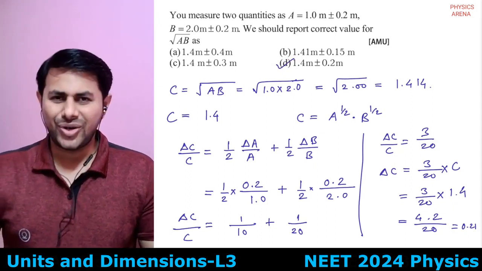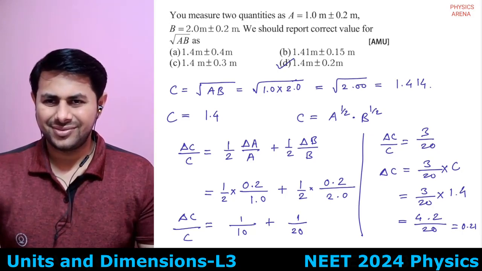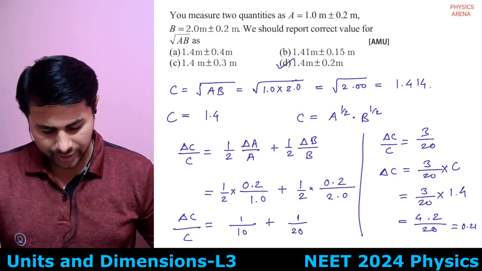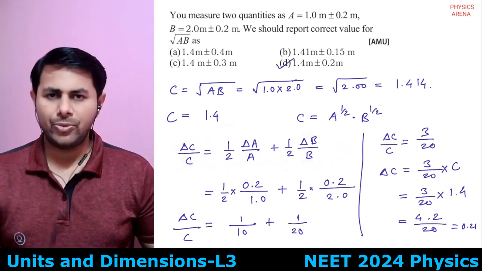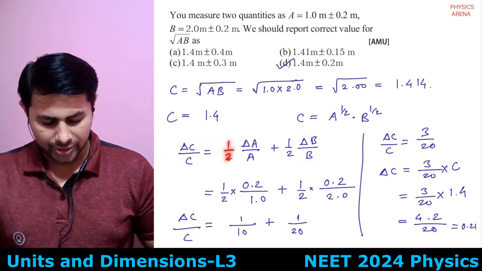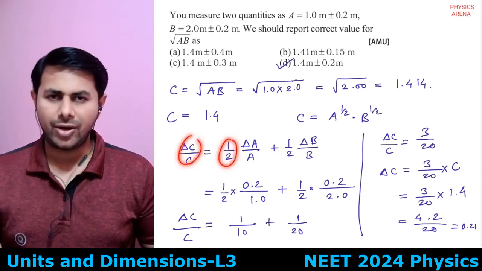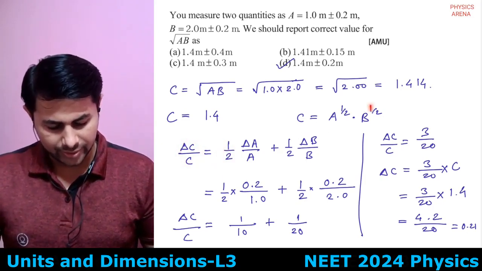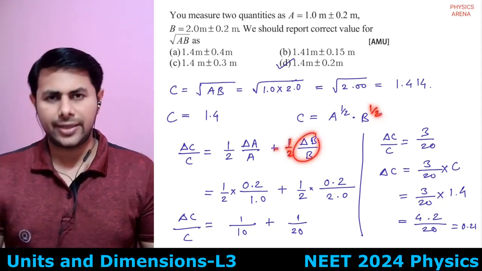So you got what to do here? Here we are doing two things. First, we are using this: if we have multiplication of powers of two quantities, then the relative error in the resultant is equal to the power times the relative error in the first quantity, plus the power of the second quantity, which is half over here, multiplied by the relative error in the second quantity.